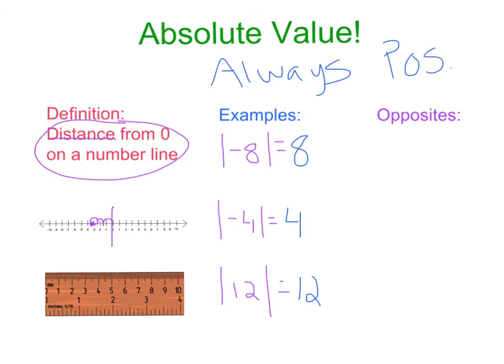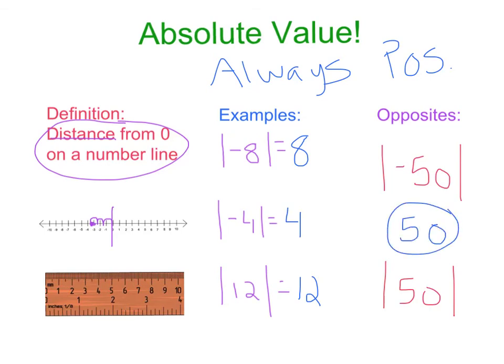Real quick, just to emphasize that concept, think of opposites. The absolute value of -50 versus the absolute value of its opposite, which is 50. Both of those have the exact same answer. Both of them are 50 units away from 0. So for both of those, 50 is your answer.